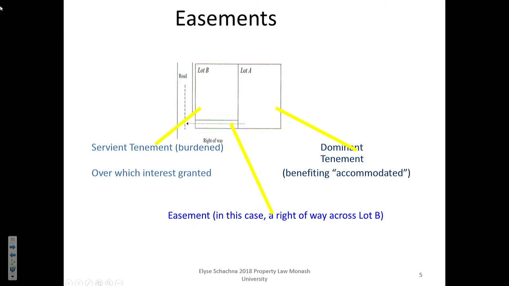So as I've written here, this is an easement, in this case a right of way across lot B to access the road. In every easement that we're going to be looking at, we need both a DT and an ST. So we need to first identify what land is the DT and what land is the ST. And by that, we can start to form our answer in terms of what is an easement in the question, and how we go about working out if there is a valid easement.